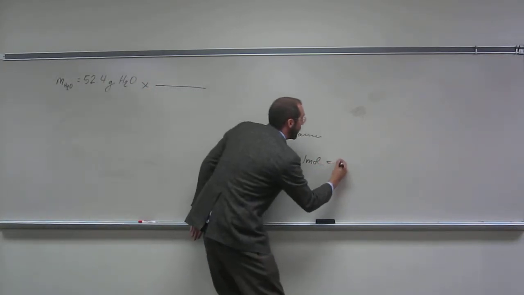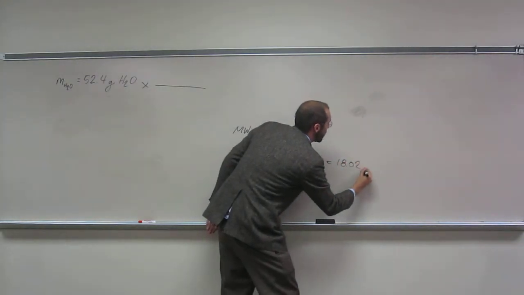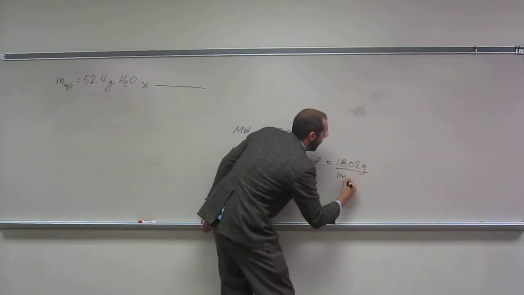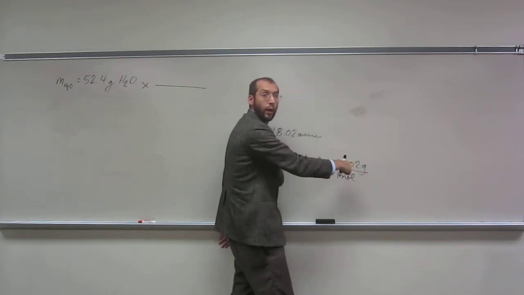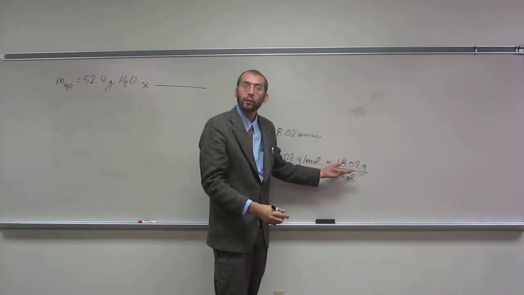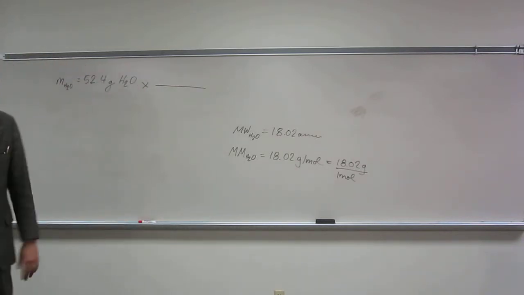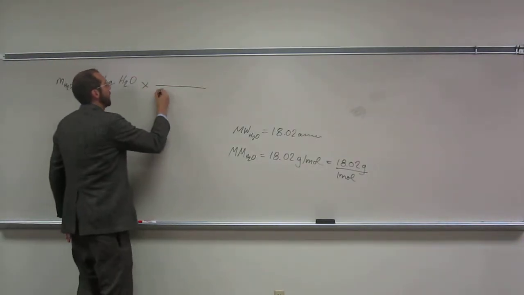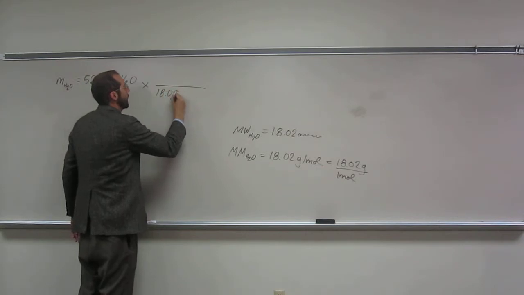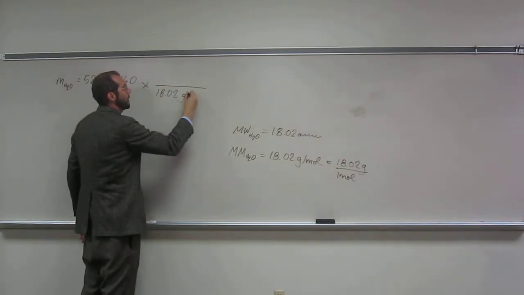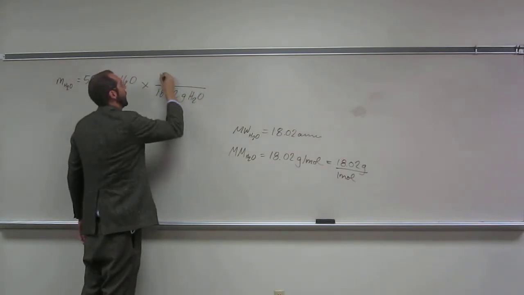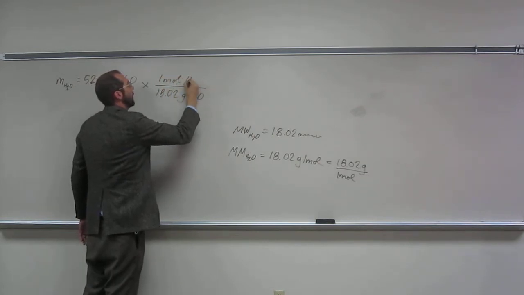This thing looks like this. 18.02 grams per mole, right? That's the long way of writing it. So what are we doing? We're flipping that over, right? Yeah, so we can flip one over both ways, okay? So, just like you guys said, 18.02 grams of water is one mole of water.